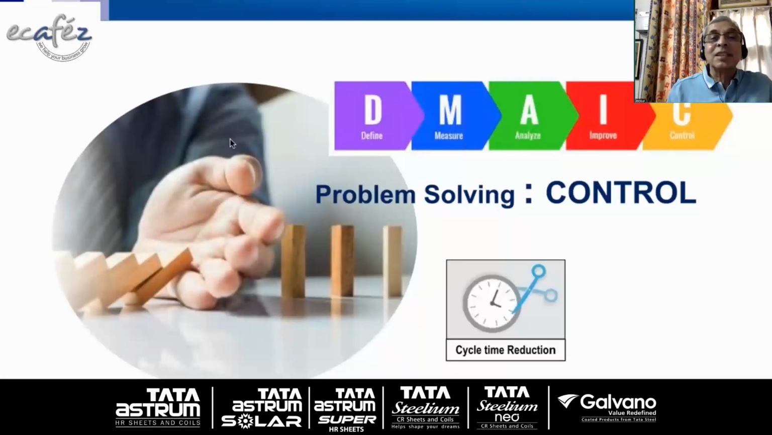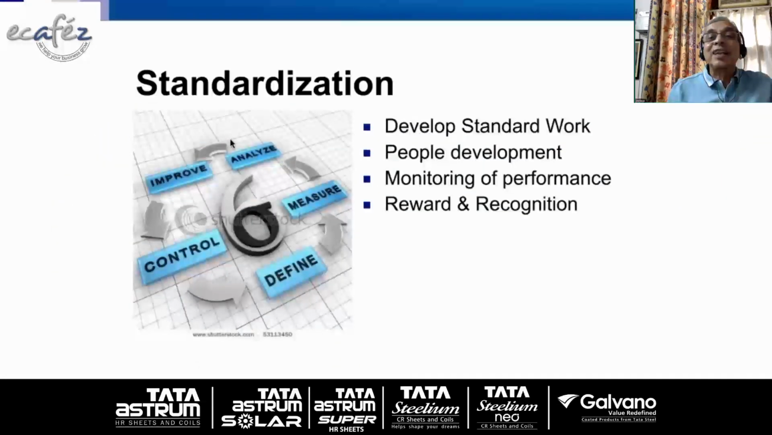What it involves: develop standard work, then make the people more competent on the new approach of the improved process, so that they can continue production with the same spirit, with the same production performance level. Then continuous monitoring of performance, then a reward and recognition system.